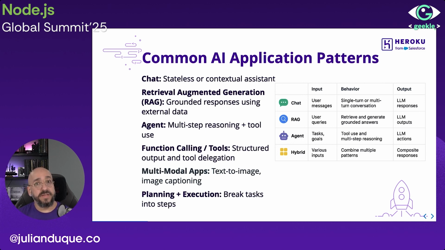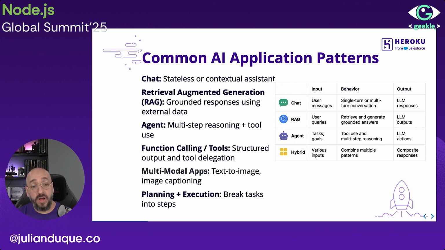The agent is a multi-step reasoning application that can use tools. An agent pretty much can perform actions on behalf of the user. So the inputs are going to be specific tasks or goals. It can use tools and perform multi-step reasoning to decide what type of tool it is going to use. And the outputs are going to be LLM actions.